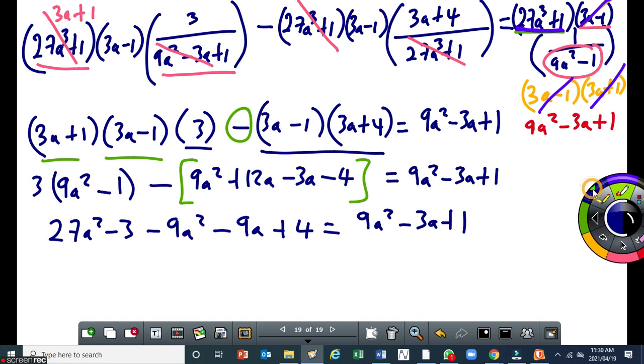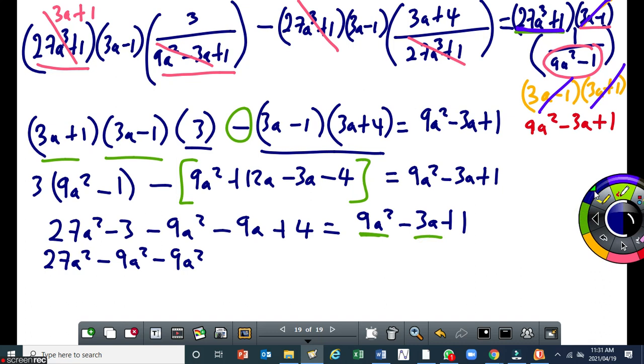Then what I'm going to do next is to group the like terms. So I'll have 27a squared minus 9a squared minus 9a squared. So what I've done here is I'm taking these terms. I took that 9a squared to the left. Okay? And then the terms in a, we have got 1, which is this minus 3a.